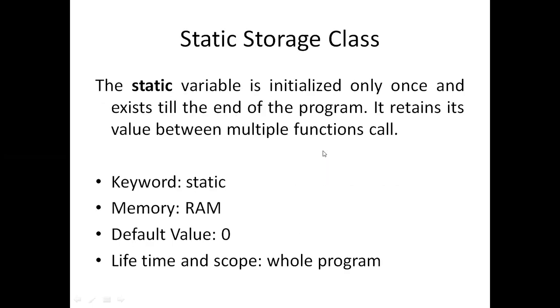Then we have the static storage class. The static variable is initialized only once. It is initialized only once, exists till the end of the program, and retains its value between multiple function calls. This we have seen, that we have to use the static keyword. It is stored in RAM, and it has a default value of 0.